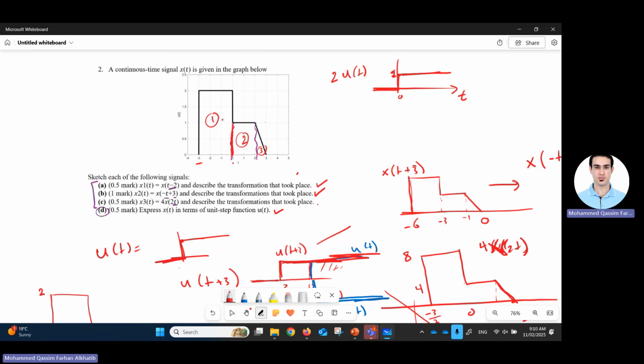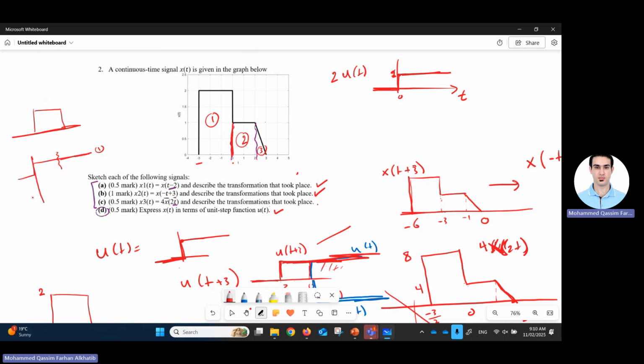Now, this rectangle, imagine it this way. Imagine you have a unit step like this, and at some point you stop this unit step. So how to remove this value? You just add the negative to it. So if this value is 1, subtract 1 or add -1. So how to represent -1 graphically?